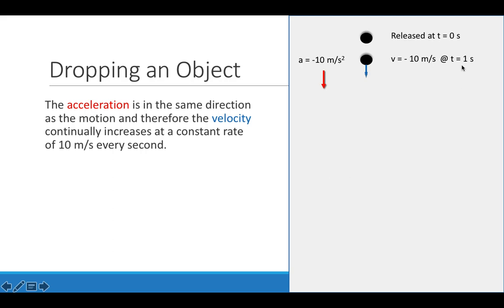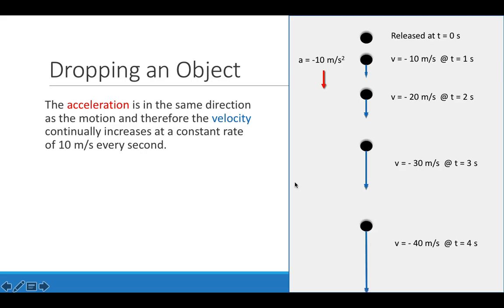And so after 1 second that goes by, the velocity will have changed by 10 meters per second. So after 1 second, it's traveling at negative 10 because it's traveling downward. After 2 seconds, it's going to be negative 20, so the velocity has increased by another 10 meters per second. After 3 seconds, the velocity will be negative 30, so every second that goes by, the velocity is increasing by 10 meters per second, and it's in the direction of the acceleration, so it's speeding up. And it's also covering more distance every second, as we saw in the past with acceleration.